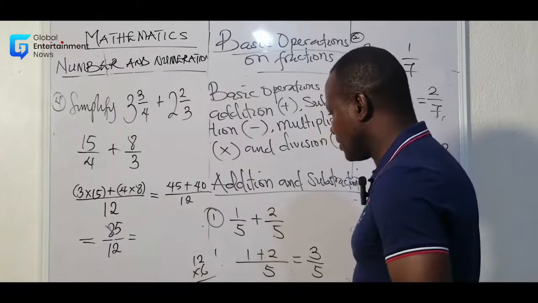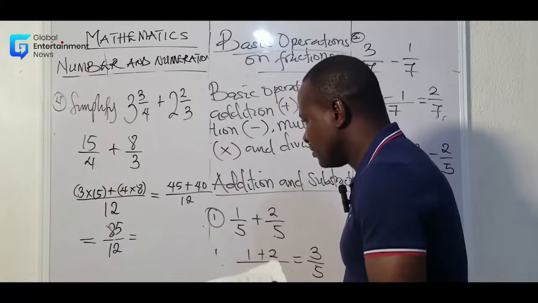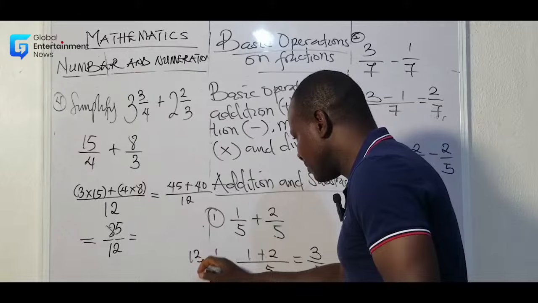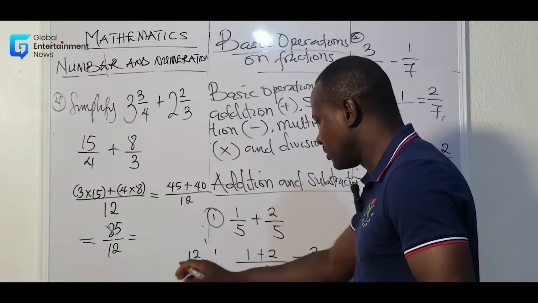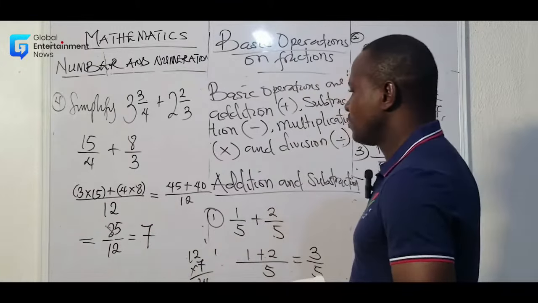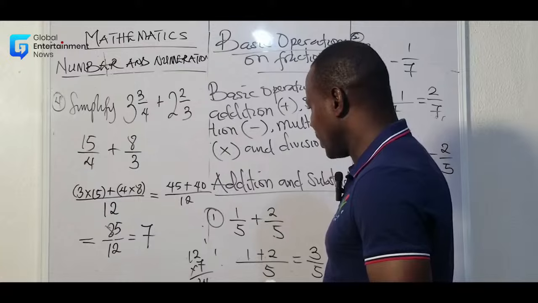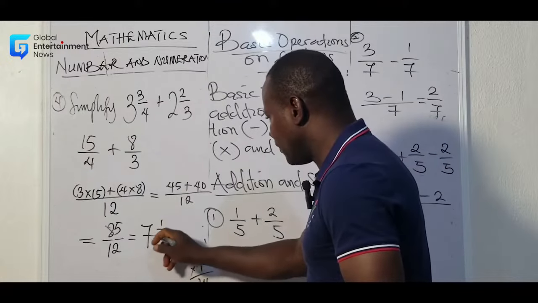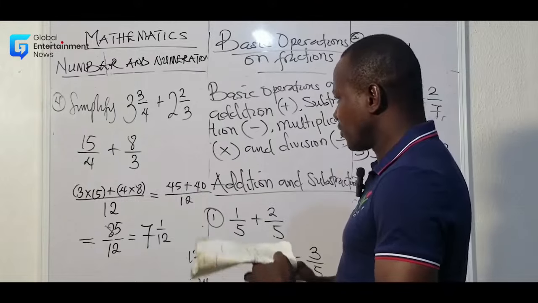84. And we are looking for this. So how many of this can we see here? That is 7. 12 times 7, that is 84. Remain 1. So what else do we have? What is left? We have 1 all over 12. Let's check if our answer is correct.